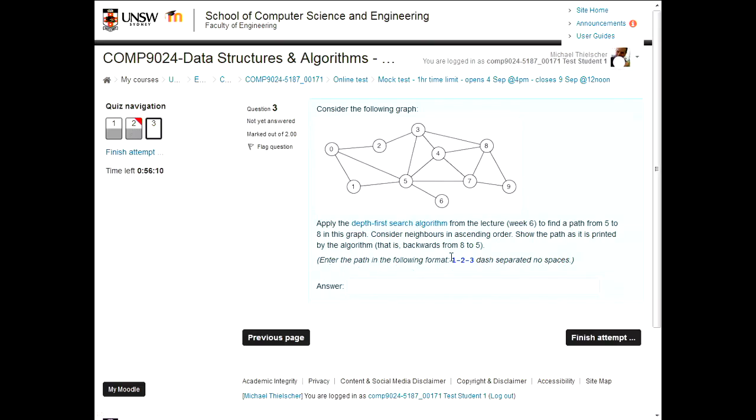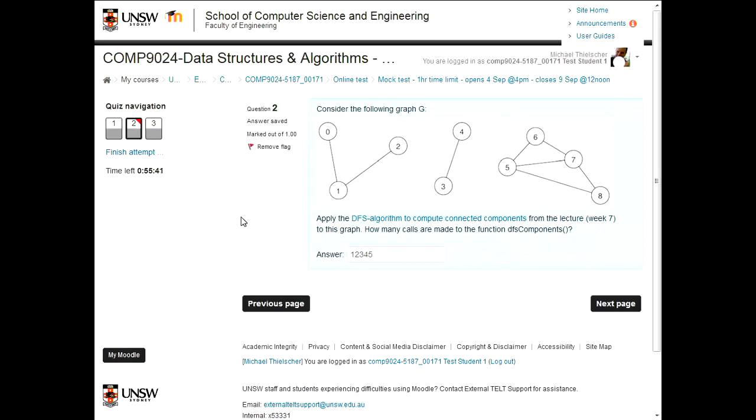If you are asked to enter a path in this following format, dash separated, no spaces, then please do enter that path in that format. So if your path is 8-7-5, then you want to input it in this way and not 875. Just follow the instruction and then give this answer.